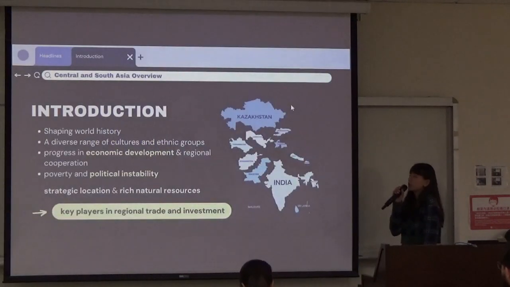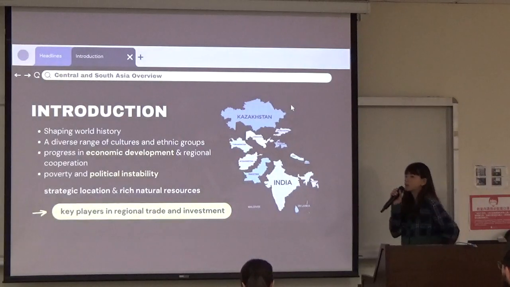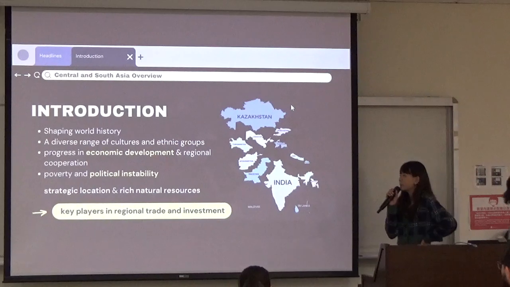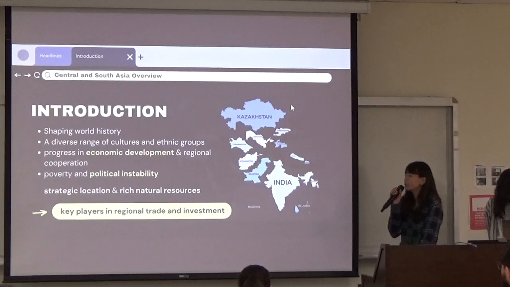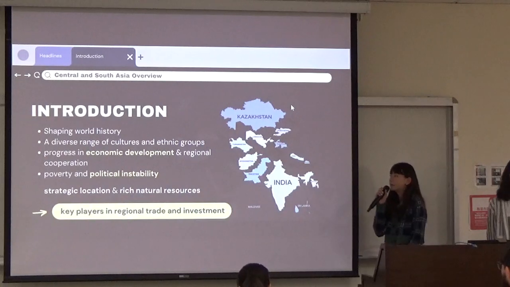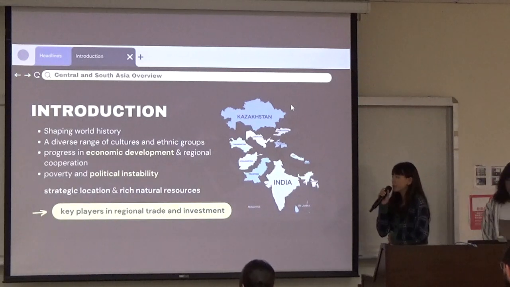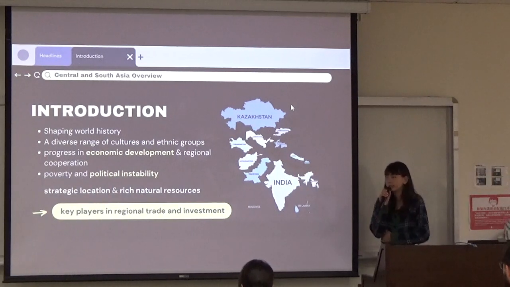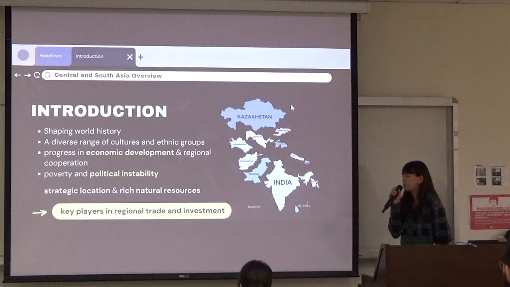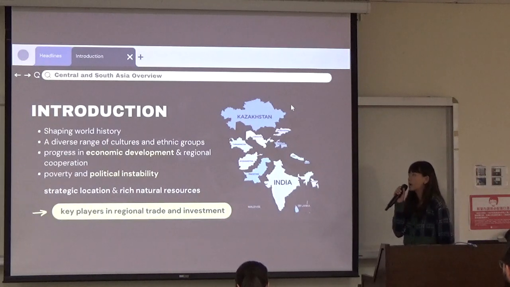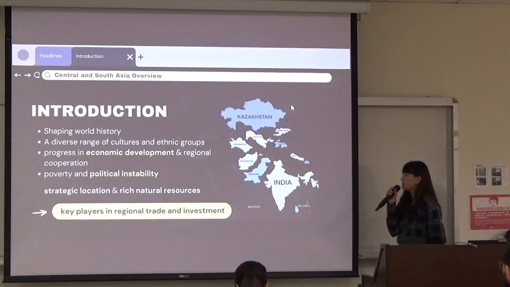So this is the general introduction of this area. Firstly, because of geographic factors, this area has diverse cultures and different ethnic groups. Because of geographic and also political factors, they are still progressing in economic development, but they work intimately on regional cooperation. The number one risk here is that poverty and political instability are really common in this region. But overall, this region is a strategic location and has rich natural resources, so it is a key player in regional trade and investment.